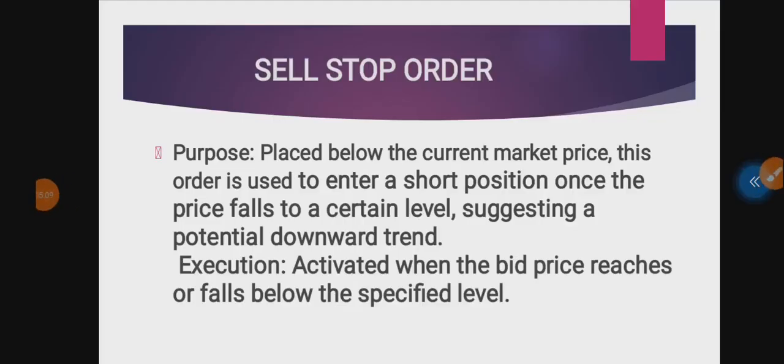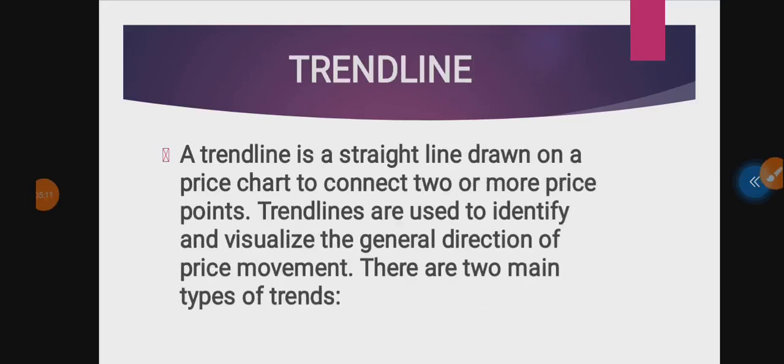All right, the next thing we're having is a trend line. We're going to be looking at trend line. We say a trend line is a straight line drawn on a price chart to connect two or more price points. Trend lines are used to identify and visualize the general direction of price movement. So it's very simple. We use trend lines to identify the general direction of a market.